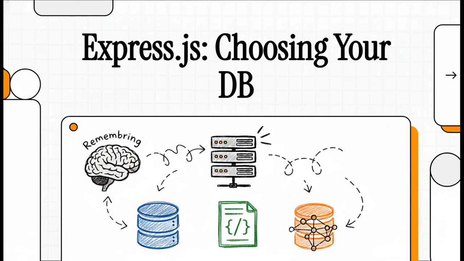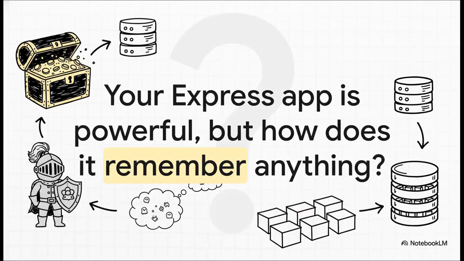Today we're tackling a question that every single developer hits eventually. You've built this awesome Express app, it's got all this cool logic, but how does it actually remember anything? Right? Without a database, your app basically has amnesia. Sure, it can handle requests, do its thing, but poof, as soon as it's done, that information is gone forever. It needs a trusty sidekick, a partner in crime to store and retrieve data.